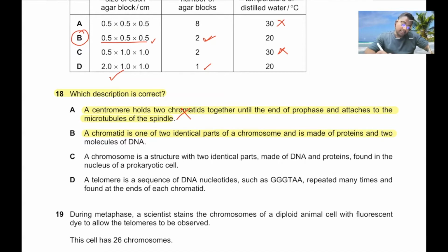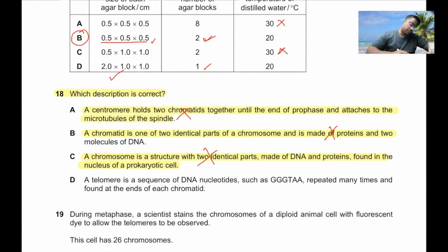Chromatid. Question number 18. Well, they're not made of proteins, so B is wrong. Then next, C: a chromosome is a structure with two identical parts made of DNA and proteins found in the nucleus of the prokaryotic cell. So we don't find chromosomes in a prokaryotic cell.